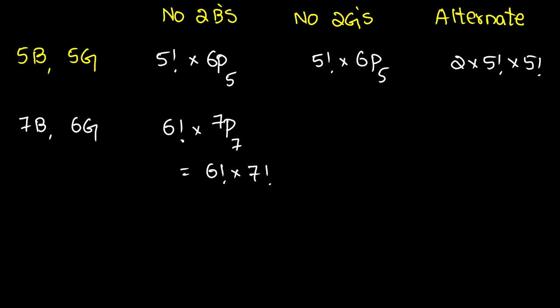7 boys and 6 girls. No two boys together means first we need to arrange the girls. Girls can be arranged in 6 factorial ways. Then 7 slots are there, 7 boys, 7P7, 7 factorial. Now what about no two girls together?